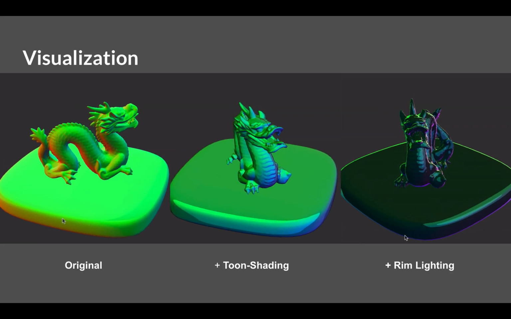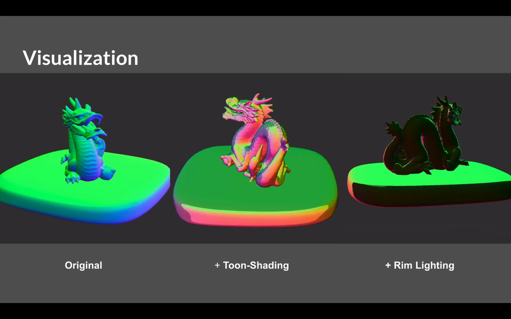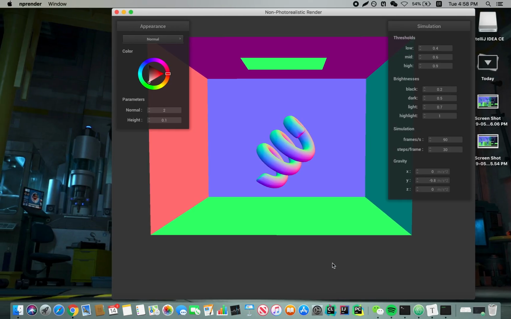Here we can see the original image on the left, toon shading in the middle, and with added rim lighting on the right. Now I'll move on to the interactive mode. Here we can see how the interface resembles Project 4's GUI, and we get this done by putting together Project 3's code and 4's code.